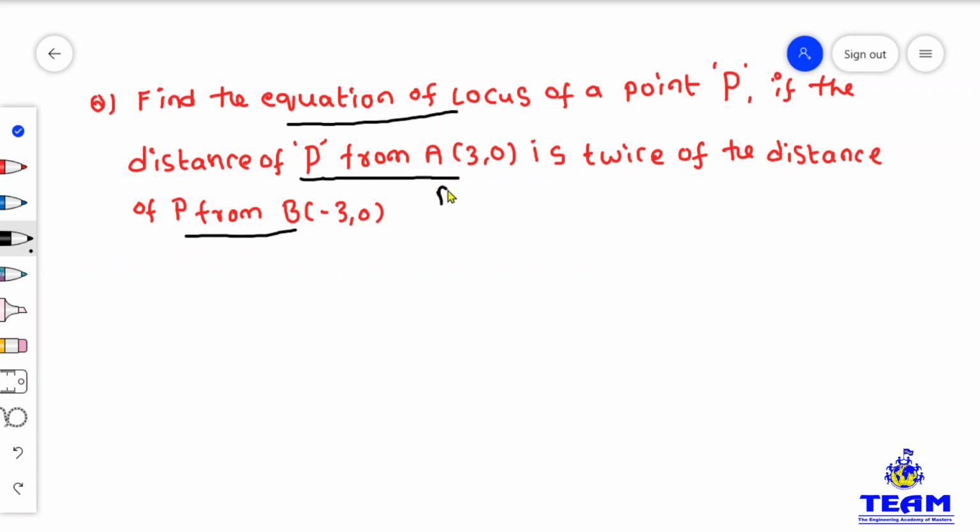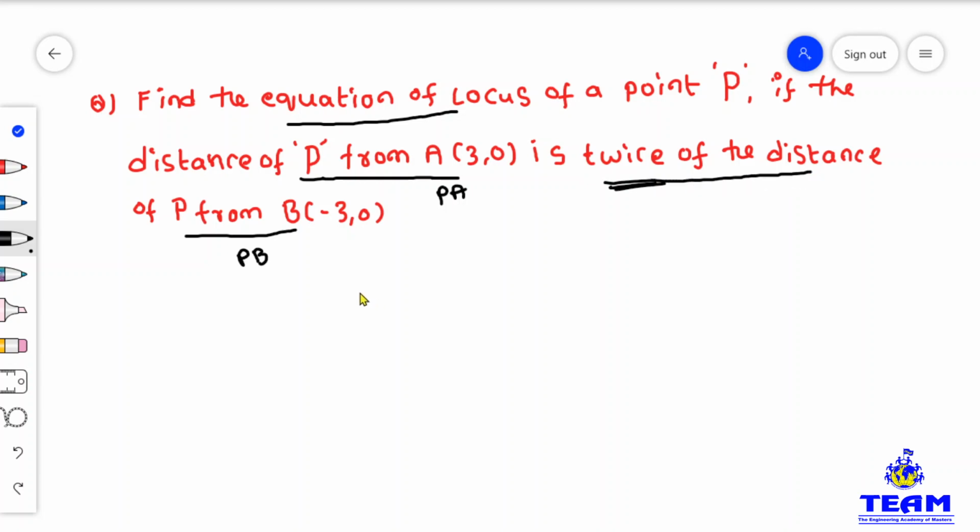PA, the distance of P from A, is nothing but AP; both are the same. Next, twice the distance. The geometrical condition is twice the distance of P from B. You can say PB, or BP also, it's not an issue. The distance from P to A and A to P are both the same. The given geometrical condition is twice the distance.